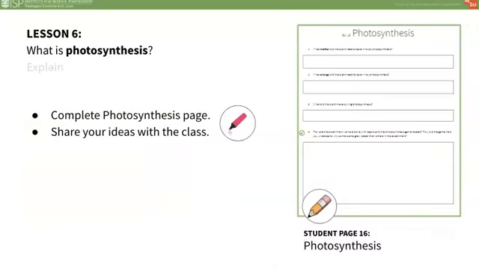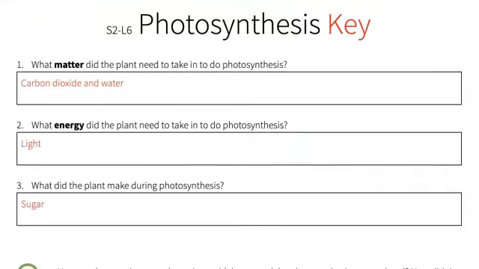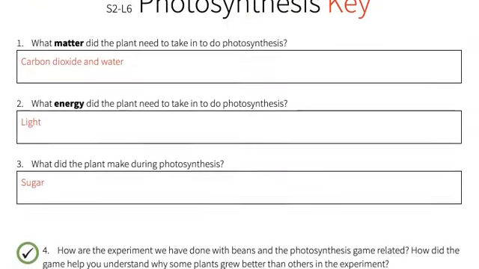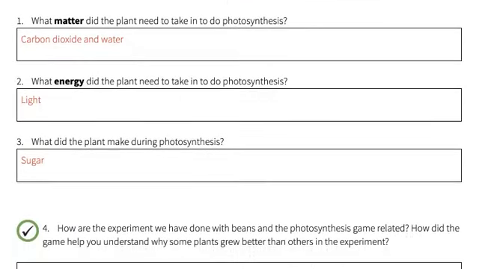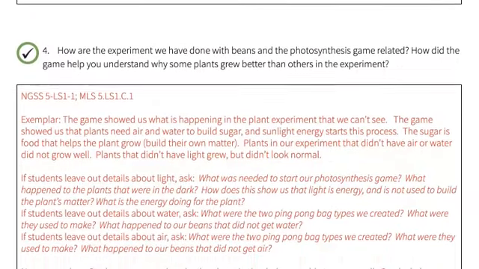In the Explain portion of this lesson, give students time to answer the questions on the photosynthesis journal page. You may want to allow students to work in pairs or small groups on these questions and then share out. You could also use Post-it notes and chart paper to get a sense of what all students are thinking.